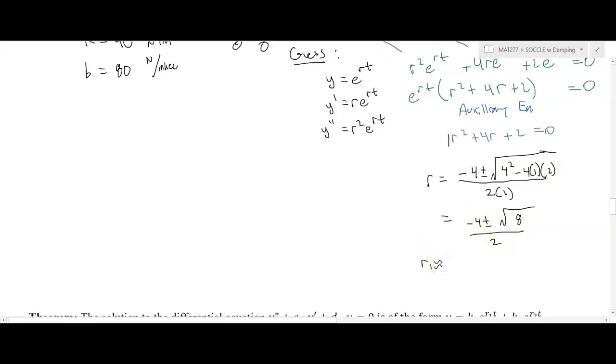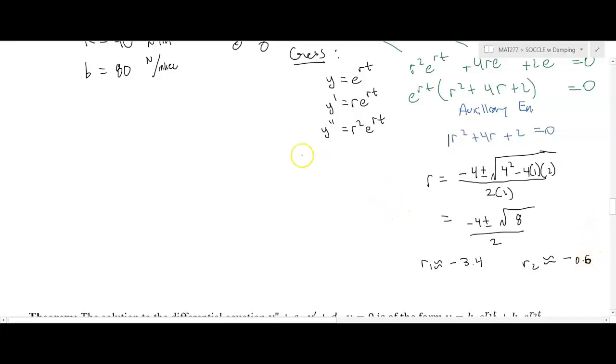We're going to give them in approximate form. Mainly the reason we do this is because it's just easier to work with, and we're not having to be super precise to, let's say, 10 or 15 decimal places. So we'll say it's about negative 3.4, and r2, so that's going to be negative 4 minus the square root of 8 over 2. And negative 4 plus the square root of 8 over 2 will give me about negative 0.6.